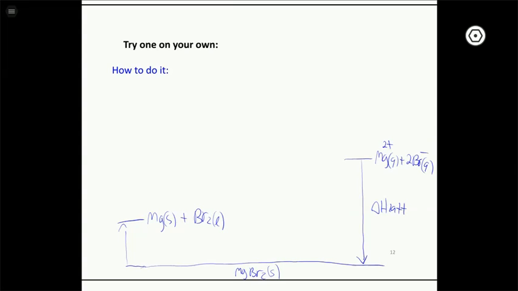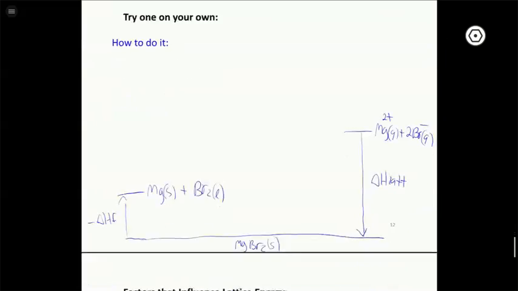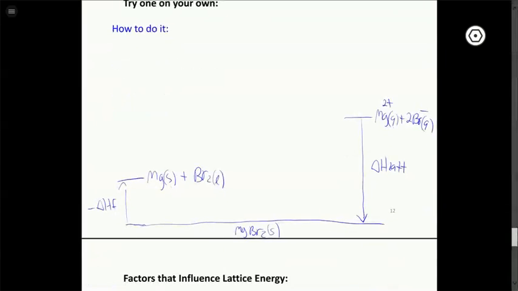So it's going to be MgBr2, and it breaks up into magnesium and bromine. And those are the standard state elements. So that's the negative of the delta H of formation. If we go to the given information, the delta H of formation for this compound is minus 524. So that means the negative of that is plus 524. So it's 524 kilojoules to break that up into its elements.